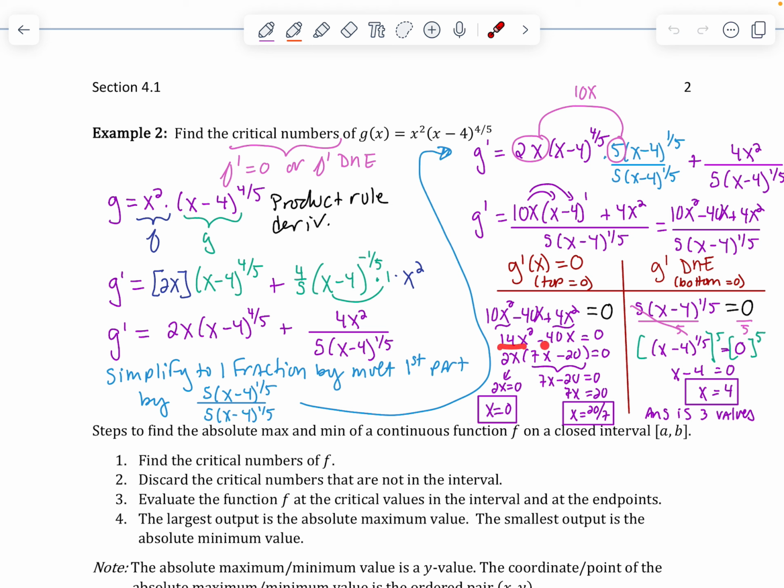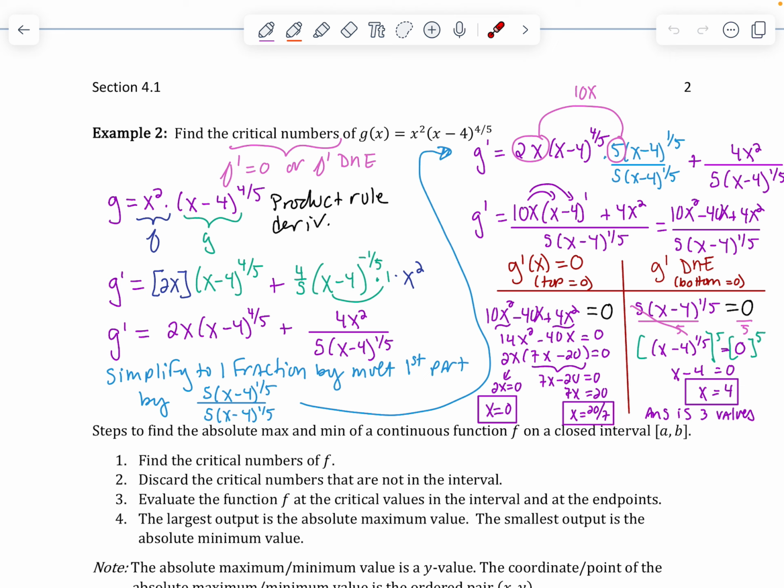I decided that between 14 and 40, the largest numeric value I could factor out is a 2, and between x squared and x, the largest variable I could factor out is an x. I essentially divided every term by 2x, leaving me with 7x minus 20 in the parentheses. And then using the zero factor property, I set each factor equal to 0 and solved. So if you divide both sides by 2, I'm going to get x is 0. And here I would have had to add the 20 to the other side, divide by the 7, and I've got my 2 answers.